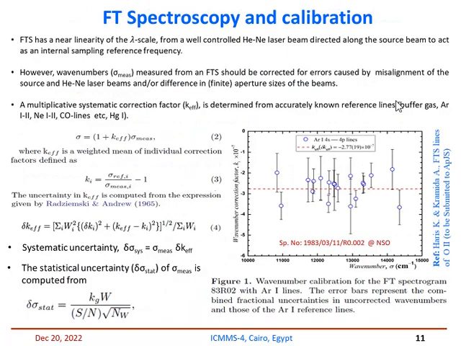So this slide is about Fourier transform spectrometers, which are known for their absolute accuracies. Though FTS has a linear wave number scale, due to the Connes advantage of using a stable helium neon laser to act as an internal sampling reference frequency, a small multiplicative correction factor must be determined from the accurately known reference lines of the buffer gas such as argon or neon, or molecular lines present in the spectra.